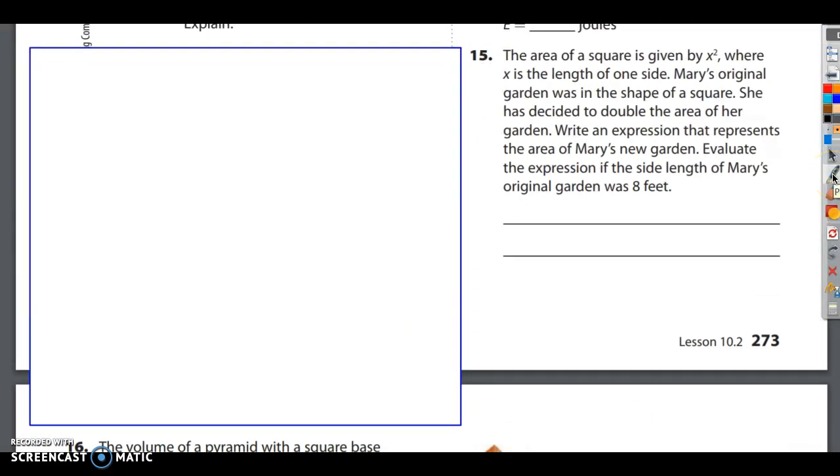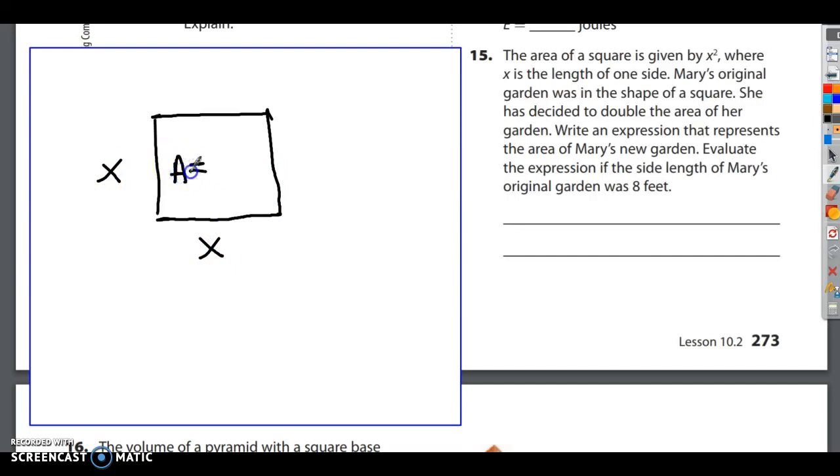The area of a square is given by x to the second power, where x is the length of one side. Mary's original garden was the shape of a square. So before I even read any further, I'm just going to sketch her garden. And the area of this would be found by doing the side lengths times each other. So the area would be x squared.